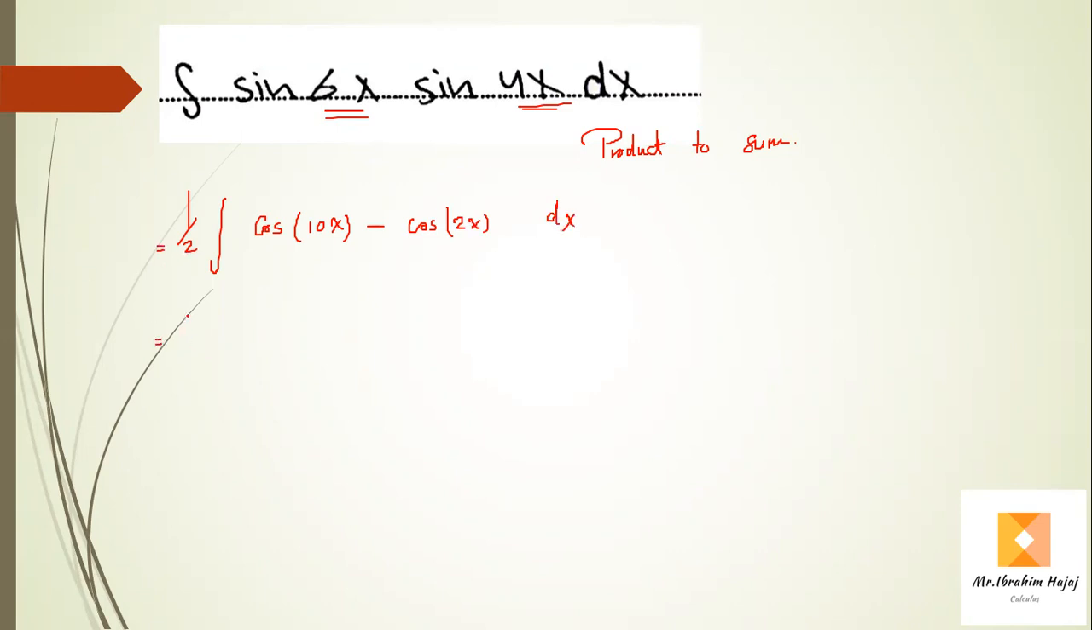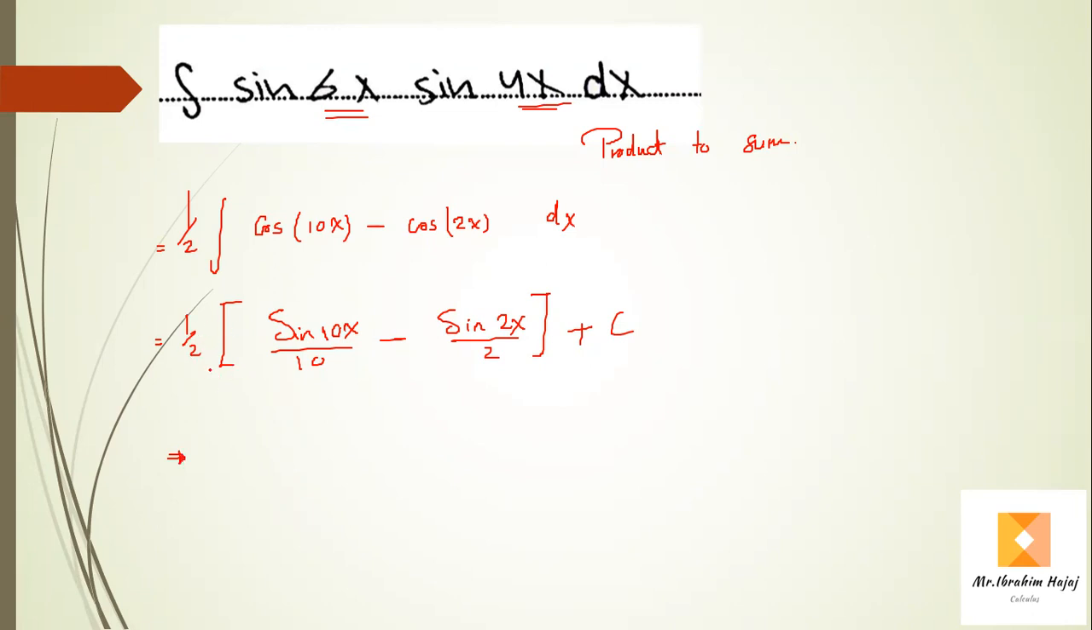Now we do normal integration. The integral of cosine 10x is sine 10x over 10, and then minus sine 2x over 2, plus c. Can we simplify it more? Yes, we can. The last step.